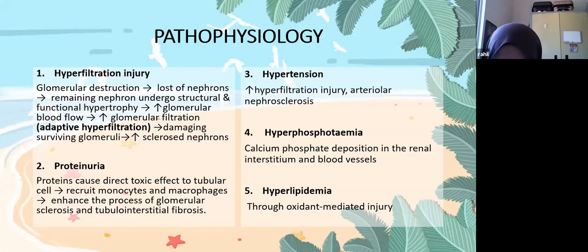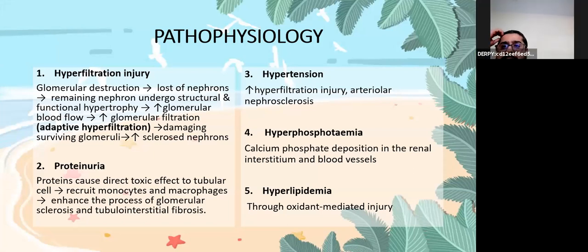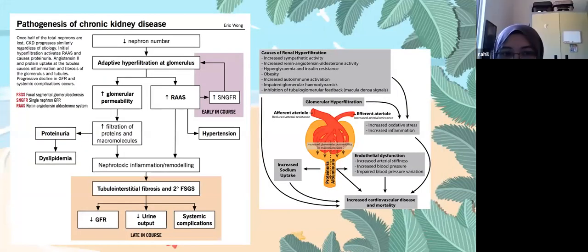And then for hyperphosphatemia, when there is increase in phosphate, there will be increase in the progression of the disease, like you said before, which leads to calcium phosphate deposition in the kidneys and also the blood vessels. And then hyperlipidemia is the same, as they can affect the glomerular function by oxidant-mediated injury. So this is basically the summary of what I've said before.